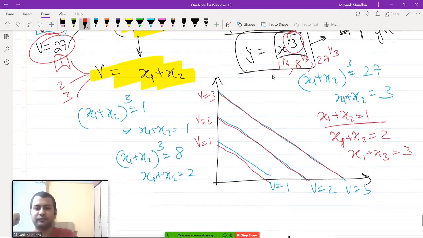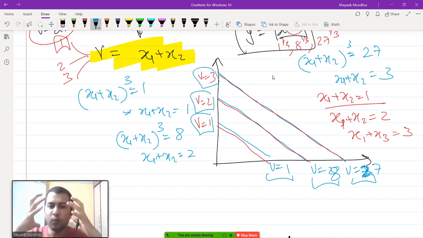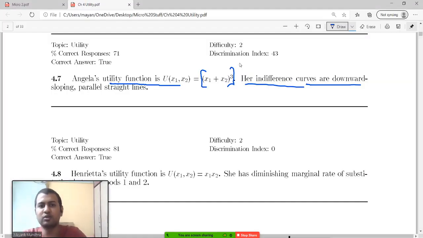Sorry, u equals 1, u equals 8 and u equals 27 should have been here. Okay, so initially your utility levels were 1, 8 and 27. Now the utility levels become 1, 2 and 3. So it's the value of the utility which changes, but the shape of the ICs will remain the same. Even though you do a whole cube here, it's not like you will get cubic kind of things. What matters is x1 + x2. So this x1 + x2 will be basically downward sloping parallel straight lines.